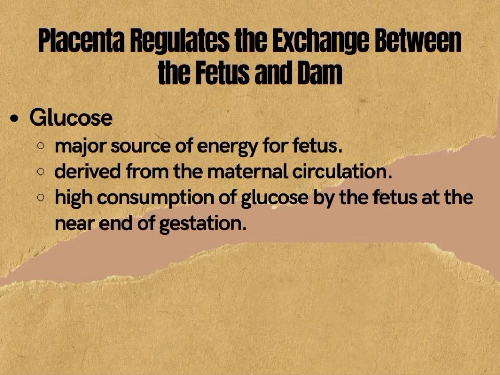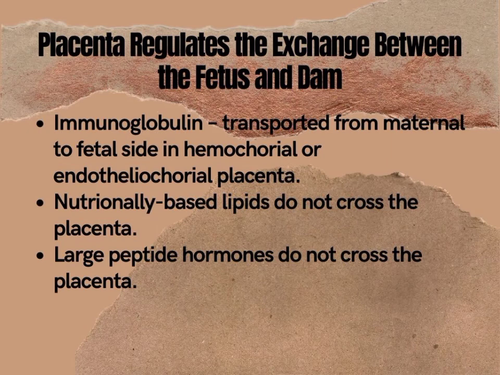Glucose is the major source of energy for the fetus and the majority is derived from the maternal circulation. Glucose consumption near the end of gestation is exceptionally high and can lead to a metabolic drain of glucose away from the dam. Some materials cannot be transported across the placenta except the immunoglobulin. Immunoglobulin is transported from maternal to fetal side in hemochorial or endotheliochorial placenta. However, the fetus synthesizes the majority of its own protein from amino acids contributed by the dam.